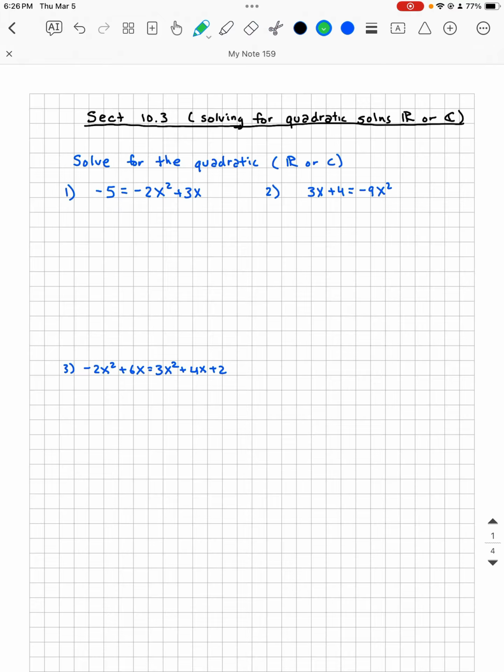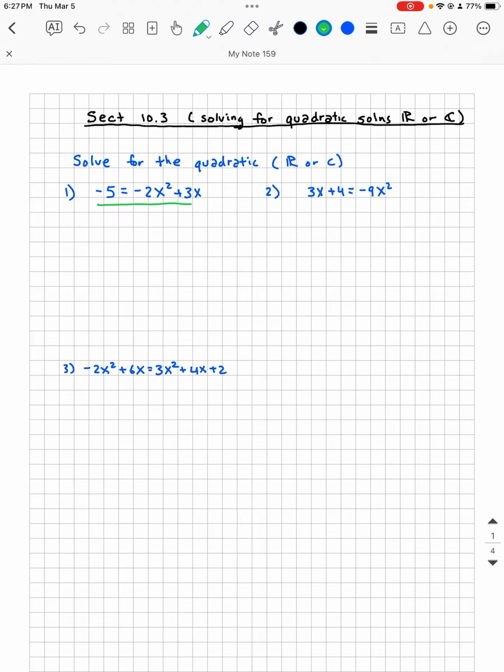So here we have a few problems that I've set up, and we'll solve them together and hopefully everything will work out. In the first one, number one, -5 is equal to -2x squared plus 3x. Give me one second, I am setting up my plan. Yes, so there it is.